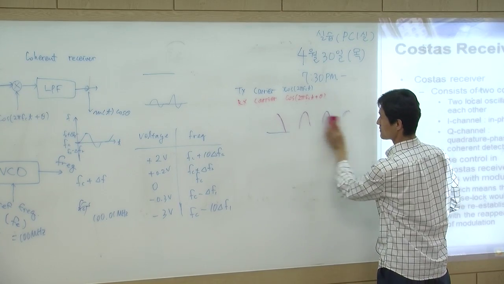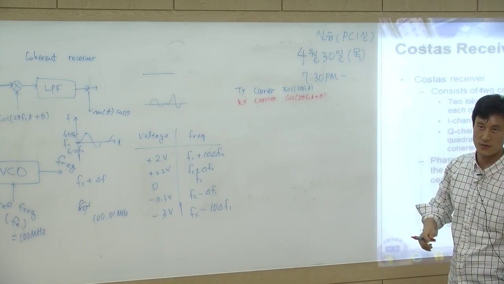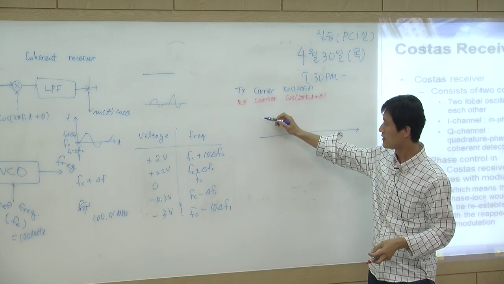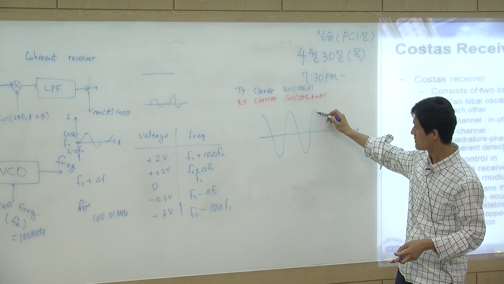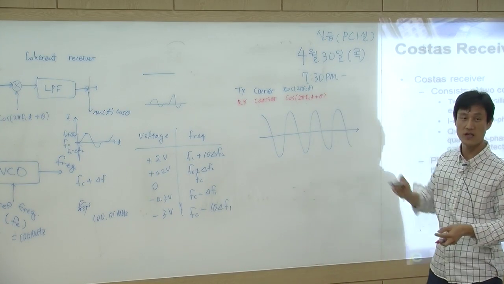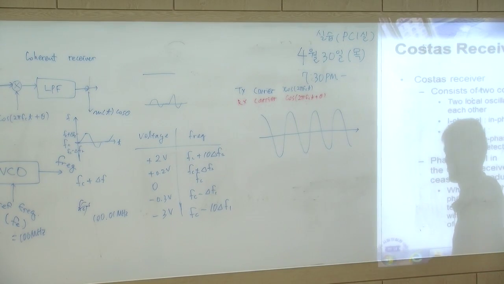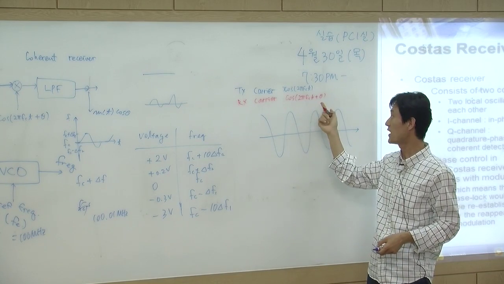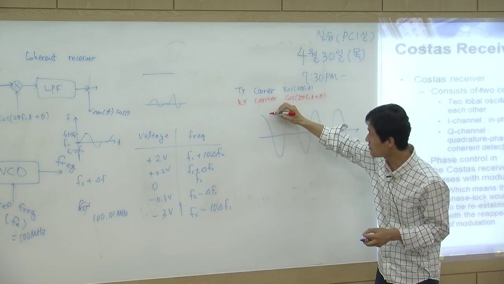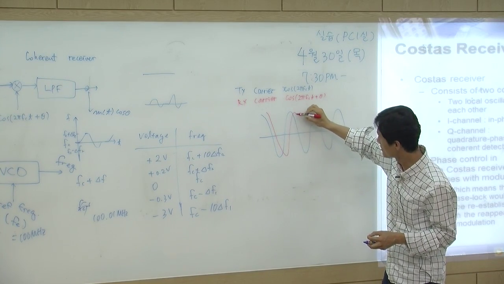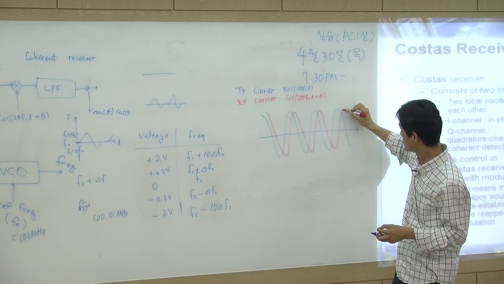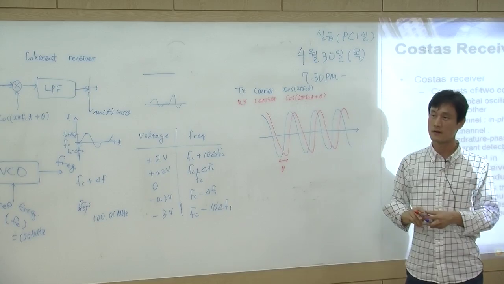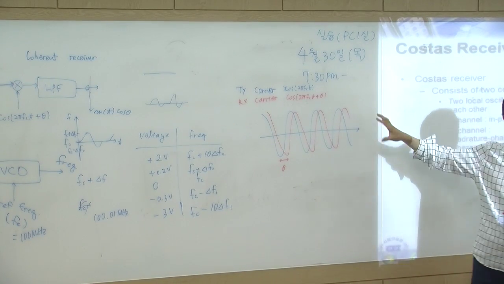However, if theta is not 0, that basically means that the TX carrier looks like this. This is a cosine 2 pi FCT. But the RX carrier has a phase difference, like 5 degrees or some 10 degrees. So it's a little bit off, like this. That's what they mean, right? Because we have a little bit of phase difference. So this is what's happening.